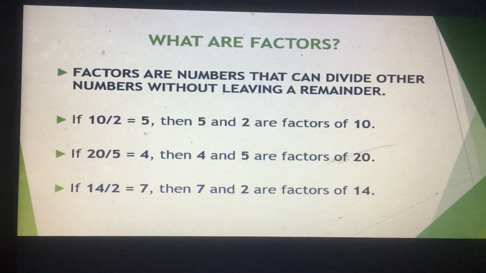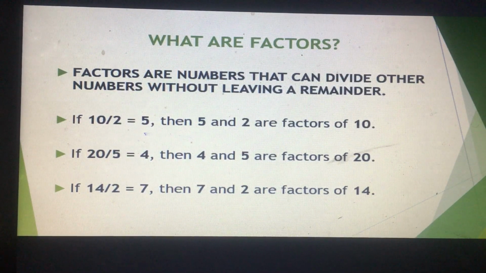So when 5 divides 10, the result is 2, no remainder, and when 2 divides 10, the result is 5, no remainder. So 5 and 2 are factors of 10 because they can both divide 10 without leaving a remainder. Similarly, 4 and 5 are factors of 20, and 7 and 2 are factors of 14 because they can divide 20 and 14 respectively without leaving any remainder. So what again are factors? Factors are numbers that can divide other numbers without leaving a remainder, and it is very important you understand factors to understand LCM of numbers.